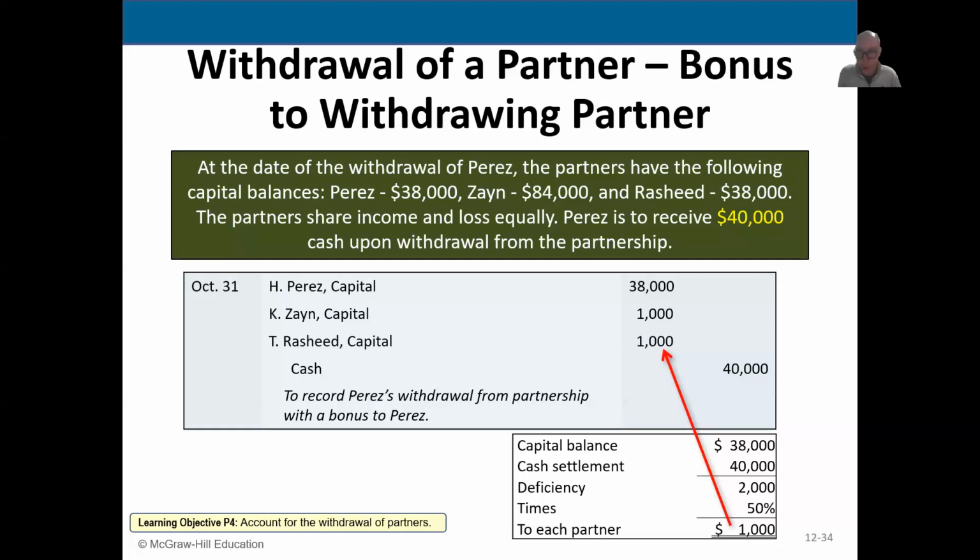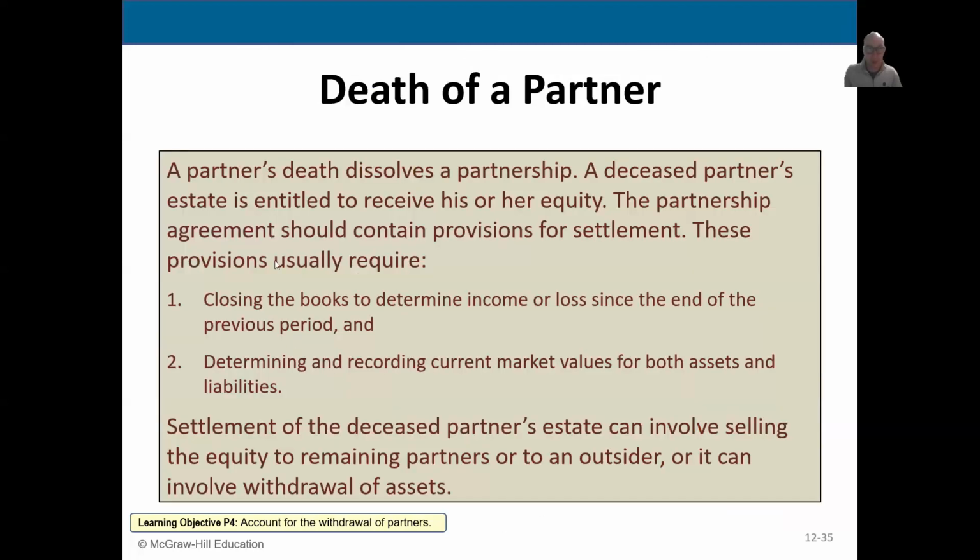Okay. So here's the bonus. Hector, the original balance was $38,000, receives a bonus of $1,000 from each existing partner, and receives a total of $40,000 in cash. Unfortunately, sometimes life happens and one of the partners may pass away. And so that's why that original document is so important, right? Because it decides what happens when something like that happens.